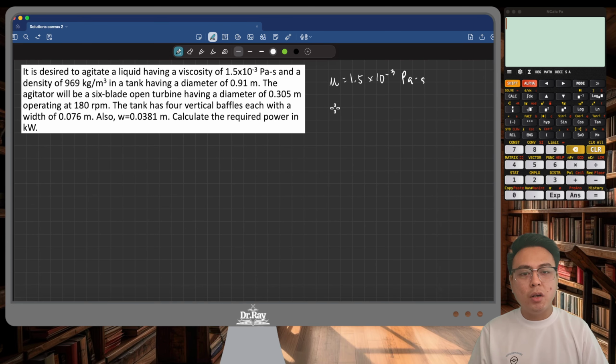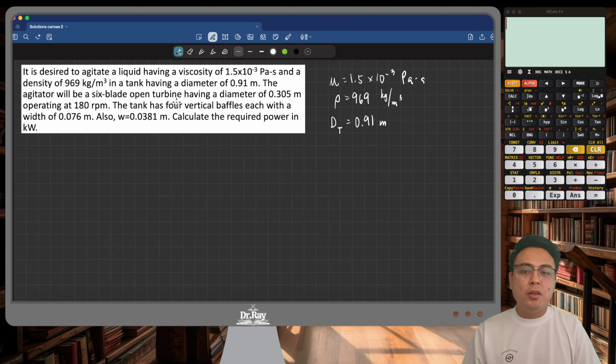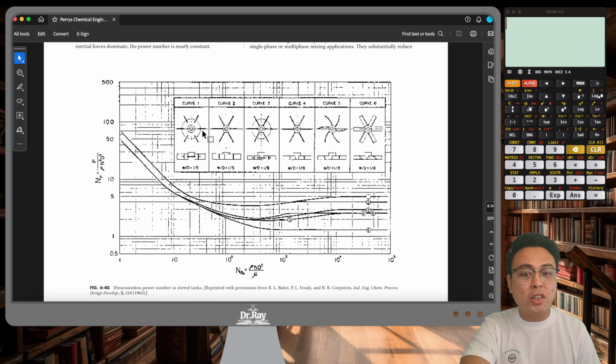And a density of 969 kilograms per cubic meter in a tank having a diameter of 0.91 meters. The diameter of the tank, 0.91 meters. The agitator will be a 6-blade open turbine having a diameter of 0.305 meter operating at 180 RPM. So some important stuff here. It's a 6-blade open turbine, which as you can see here, these are designs for six-bladed turbines.